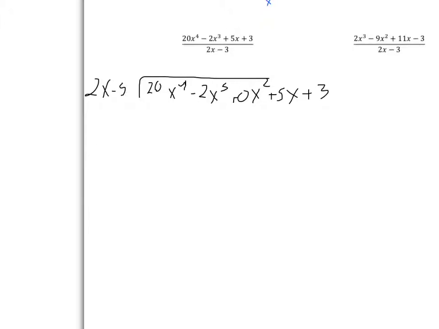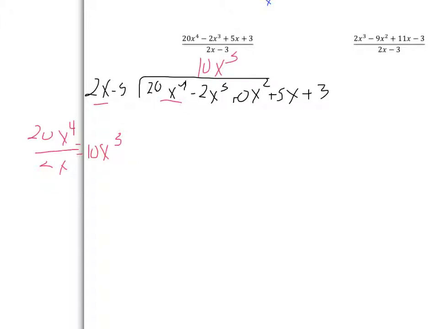So now it's time to divide, multiply, subtract. So we're dividing the first term here by the first term here. So 20x to the fourth divided by 2x. Well, 20 divided by 2 is 10. X to the fourth divided by x is x cubed. So we have a 10x cubed. So I've done my division.